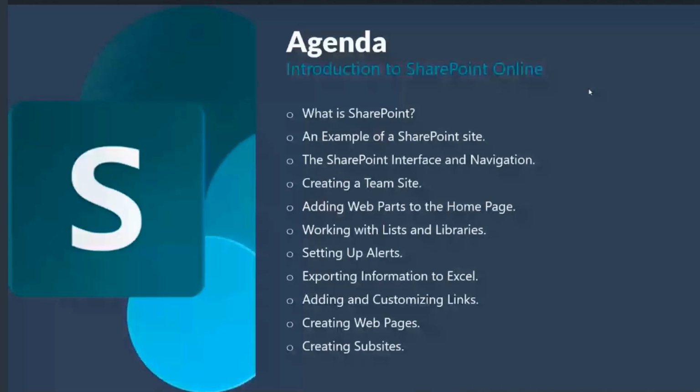Once we've taken a look at that example site, we're then going to create our own team site from scratch. I'm going to show you how you can do things like add web parts to the home page and something that's super important in SharePoint, and that is working with lists and libraries. I'm going to show you how you can do things like set up alerts so that if something changes on the site, you get a notification. And also, very importantly, how you can export any information that you have within your SharePoint site out to Excel.